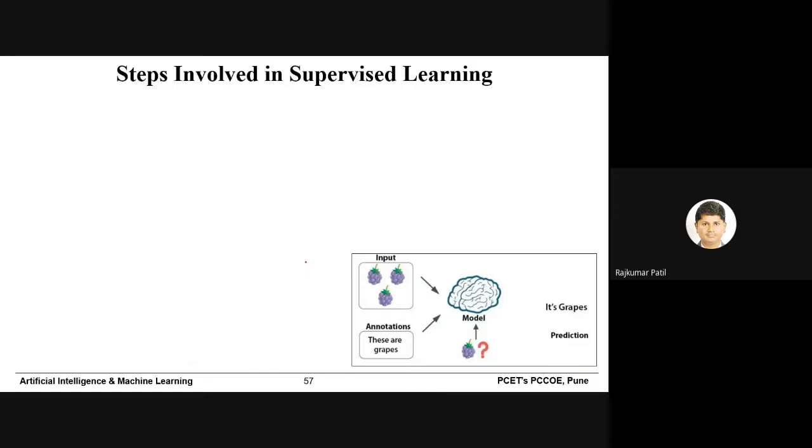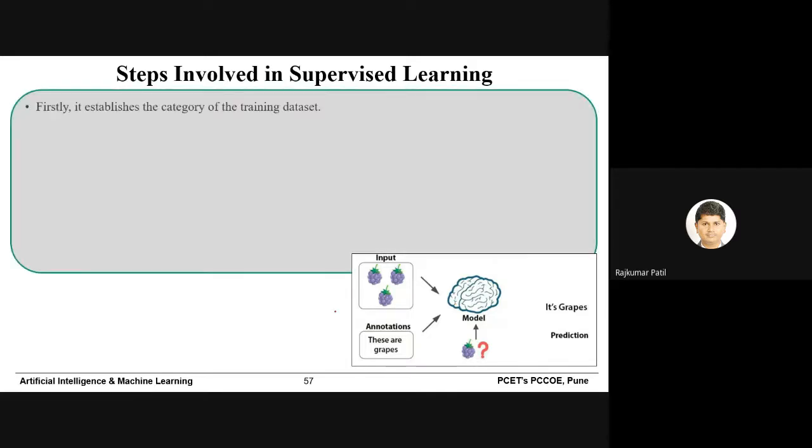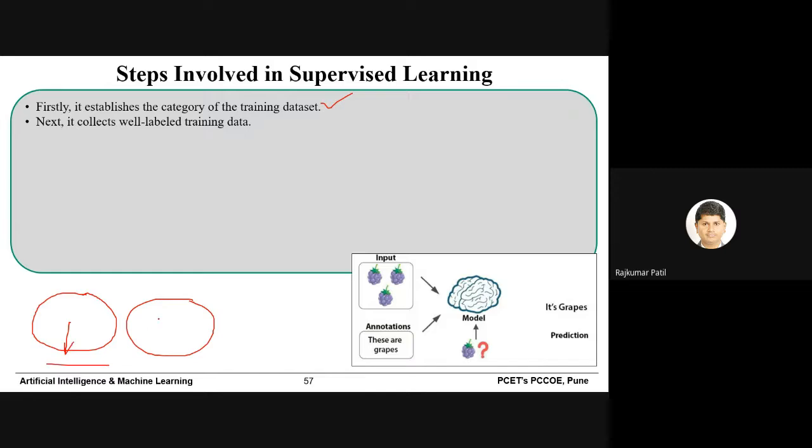Okay, now we will see how this learning process takes place. We already discussed this example, but if we divide the whole problem into simple steps, then we can understand in more detail the concept of supervised learning. So first of all, we need to establish the category of the training data set. We may have 100 samples of yellowish grapes, 100 samples of black color grapes. So these are the categories we decided. Then we need to give labels: below yellow color grapes, yellowish; below black color, the label black color grapes. This is the second step.